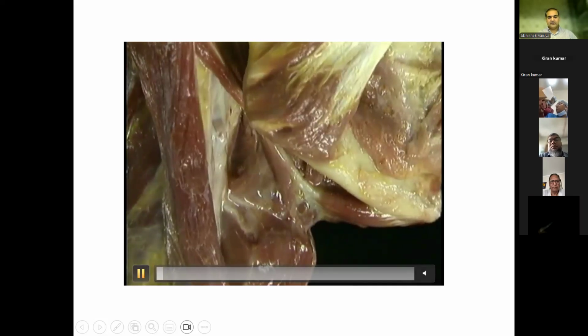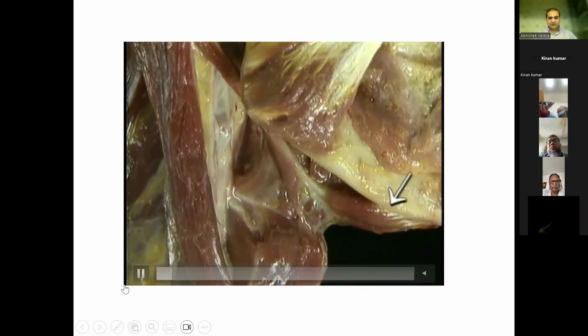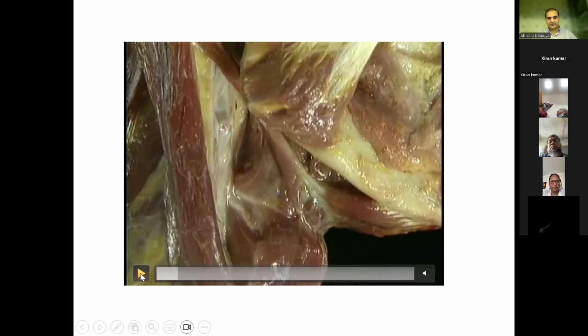So we begin where the submandibular gland has been removed, and this is just the borders of the submandibular gland. You can see the submandibular triangle very well in the picture, which is superiorly bounded by the inferior border of the mandible, anteriorly by the anterior belly of digastric, posteriorly by the posterior belly of digastric, which is enclosed within this muscle, which is the stylohyoid muscle, right?